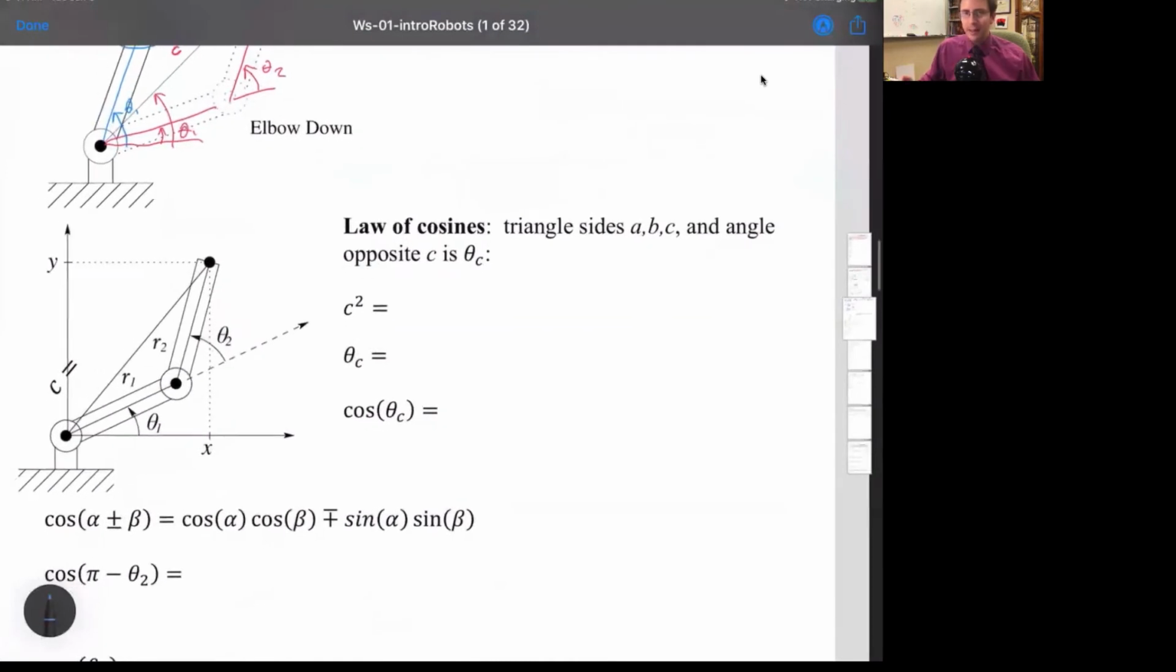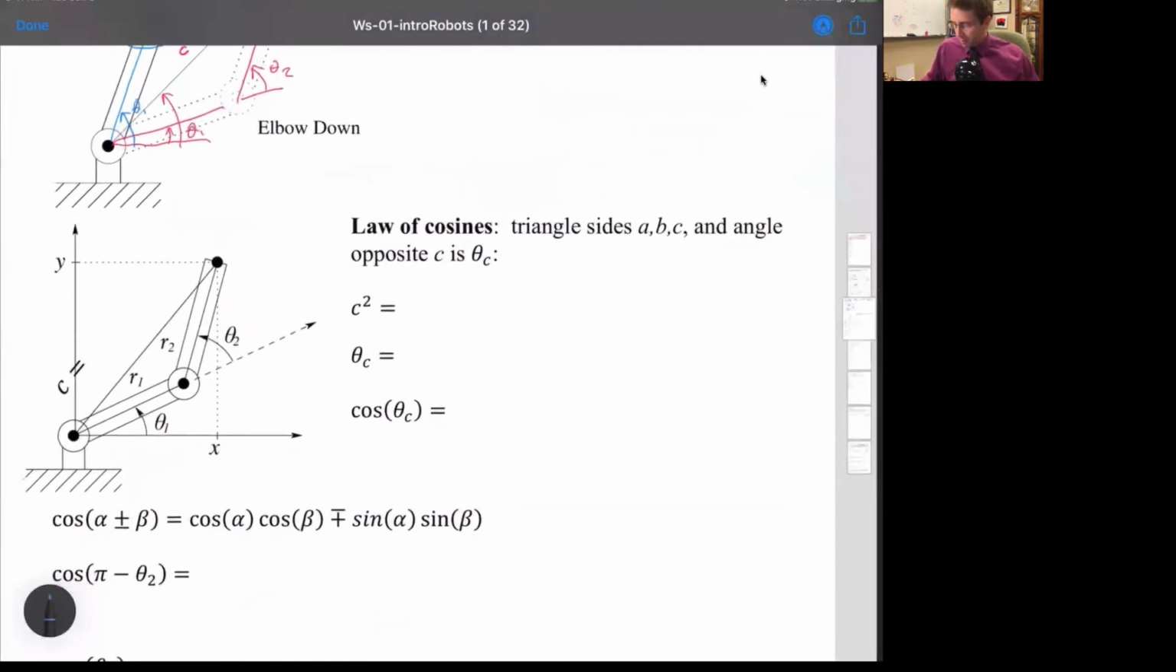So it's time to dig back into our memory banks and remember the law of cosines. Remember, the triangle sides are A, B, and C, and the angle opposite C is theta C. Then C squared is equal to A squared plus B squared minus 2AB cosine theta C. If you don't remember this, there's a whole section of it in the appendix that can remind you of all these.